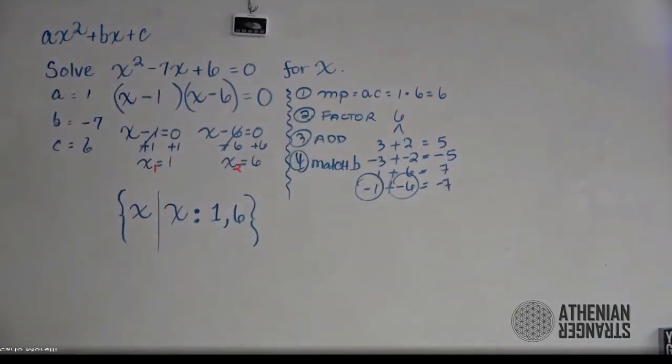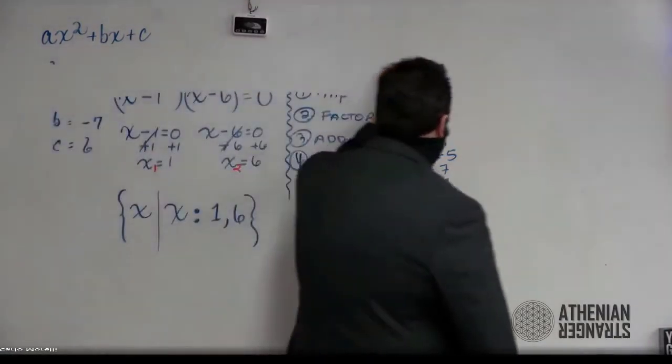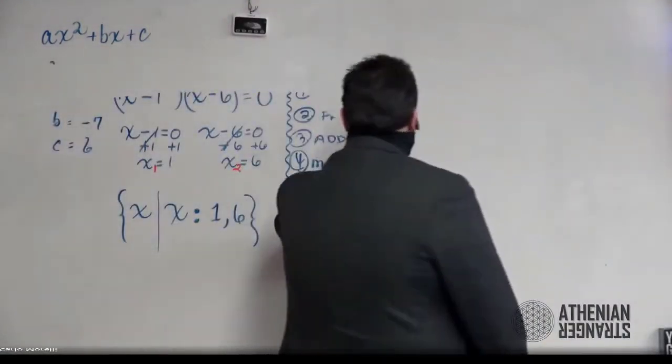Was that manageable? It's a lot of steps. I know. It's a lot of steps. If you count all the steps up, it's something like 12 or 13 steps per problem. It's a lot of steps to remember. But I promise you it is manageable.